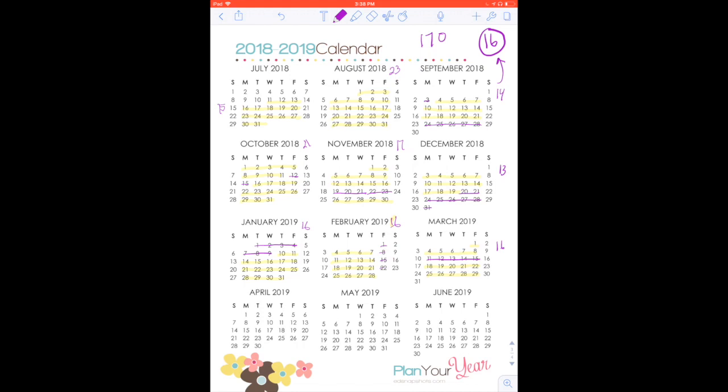So do you see the beauty of the magic number schooling? That if you're schooling year round, you're going to be able to get in so much of your school days and just really, really, really stretch out these holidays.